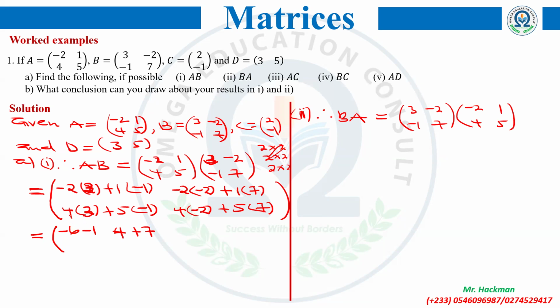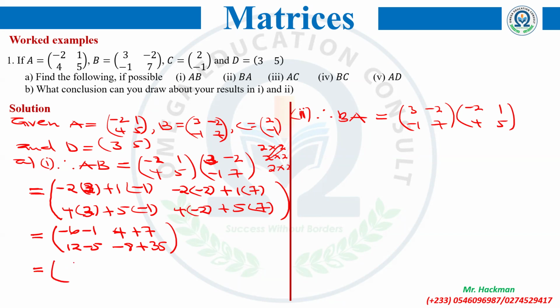Let's do the last two together. 4 times 3, 12. Then this time this will give us -5. Then this will give us -8 here, then plus 35. My professors, are you there? So we are not done. We need to simplify each of the entries, and that will land as our answer.